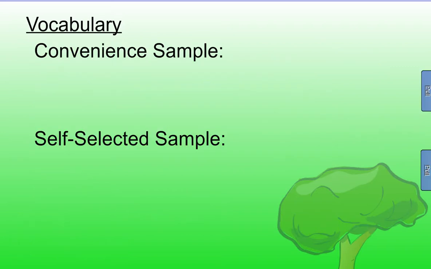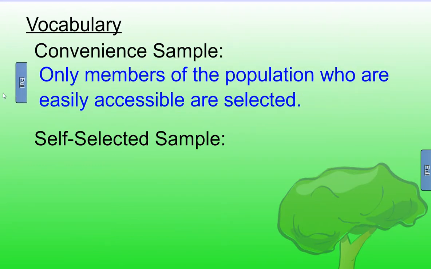The other 2 vocab words we have are, first of them is a convenience sample, and a convenience sample is for only members of the population who are easily selectable or who are easily accessible. So, for example, if you're doing a survey, you might ask your friends because it's easy to just talk to your friends and they're right there. Or if you're doing a survey at a drugstore, just the people who are walking into the store, just the people who are right there easily for you to get to.